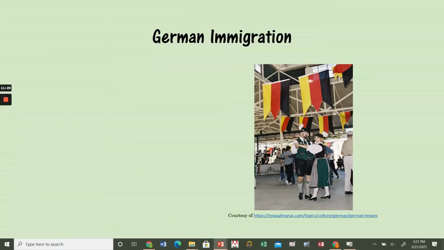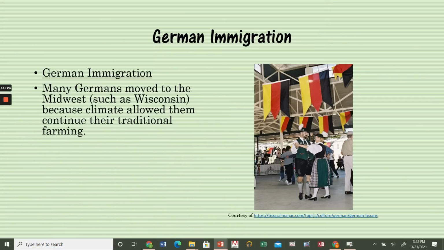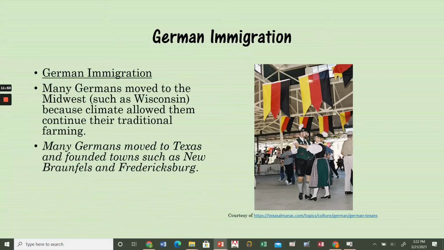All right, German immigration. We already talked about how there was a failed German Revolution in the 1840s that pushed people out. We talked about discrimination against Jewish people that pushed them out of Germany in the mid-19th century. What pulled them to America? One, many Germans moved to the Midwest because the climate allowed them to continue their traditional farming methods.